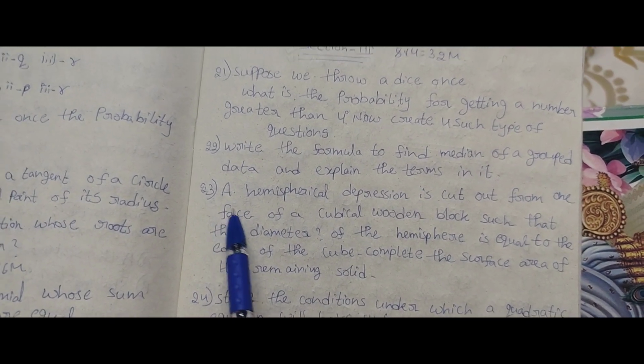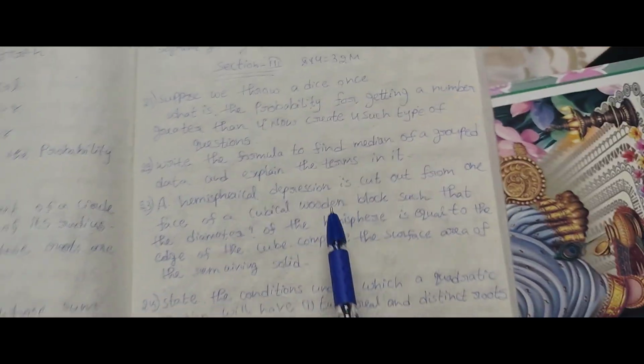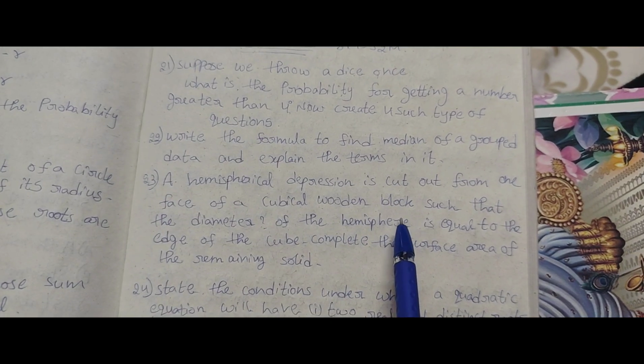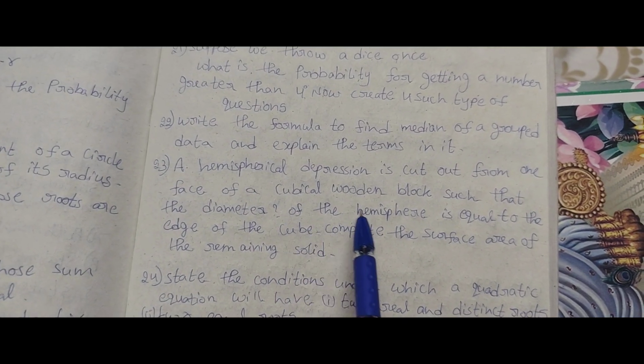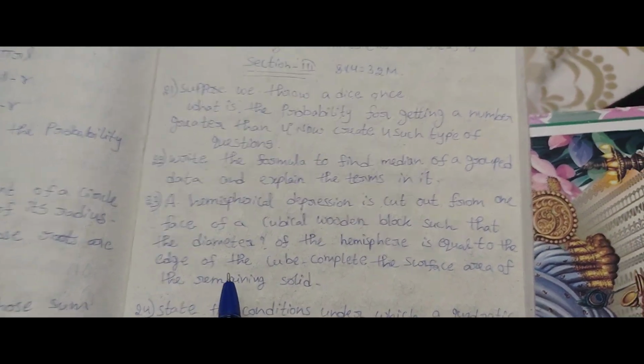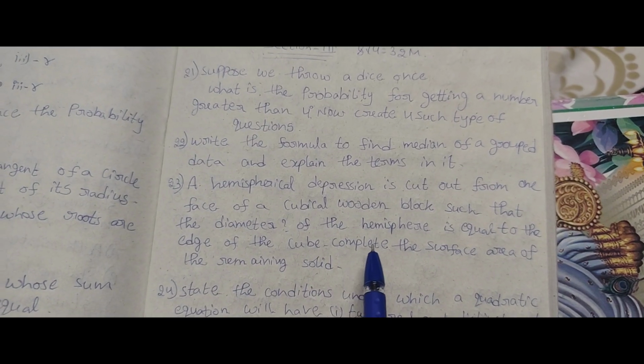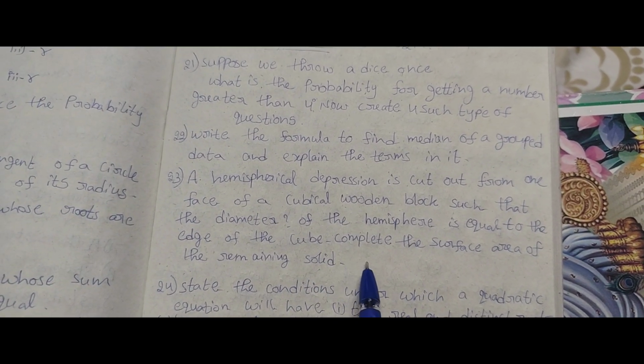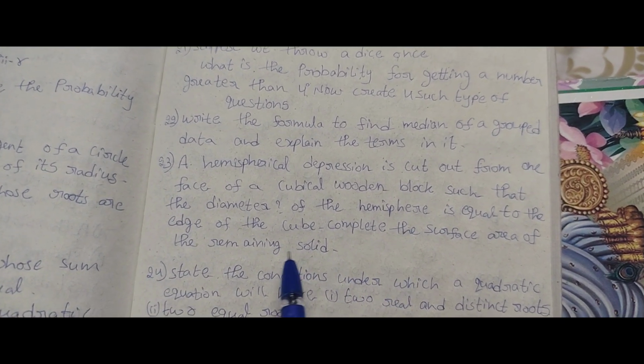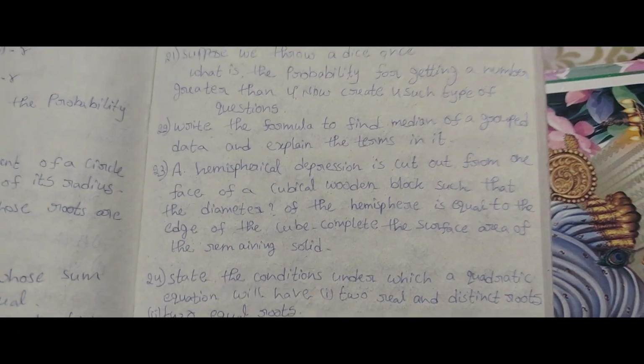Next, 23. A hemispherical depression is cut out from one face of a cubical wooden block such that the diameter of the hemisphere is equal to the edge of the cube. Find the surface area of the remaining solid.